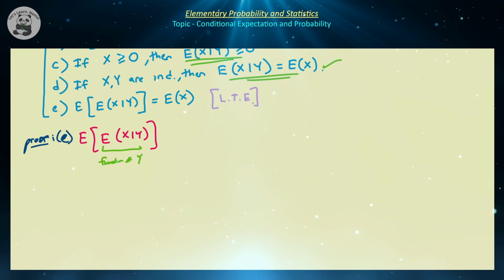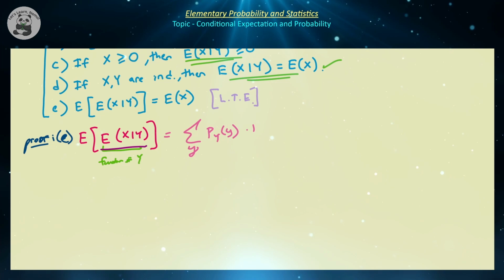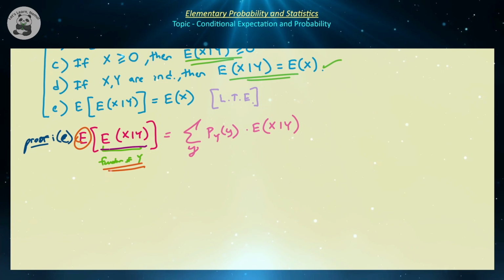By definition, the expected value of this random variable, or function of a random variable, is going to be equal to the sum across all values of y of p_Y(y) times the expected value of x given y. So that's the definition of the expectation of that variable. Now what I want to do is explore that expectation inside of this bracket.